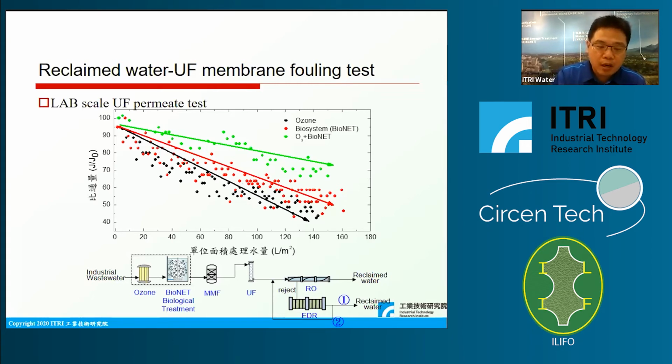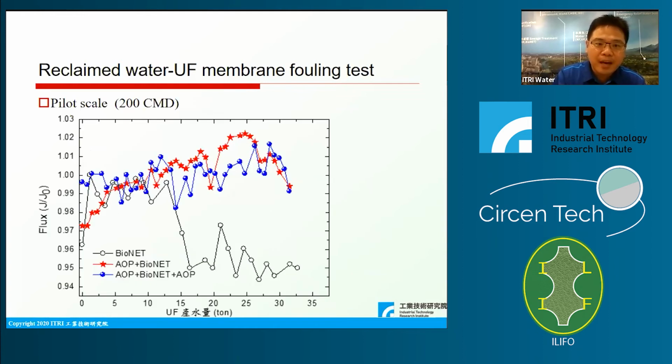And we are applying this in a real pilot scale of 200 cubic meters per day. We can find that without the treatment, with only the biological system, the flux will decrease after 15 tons of use.